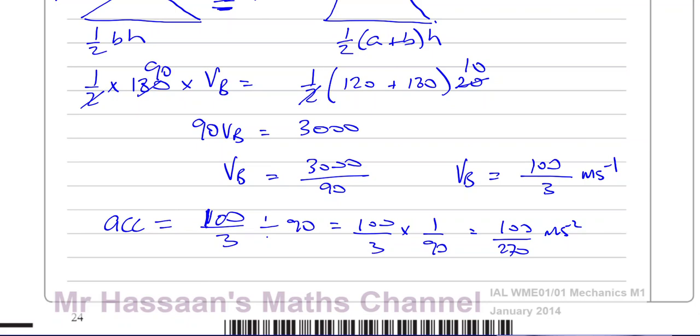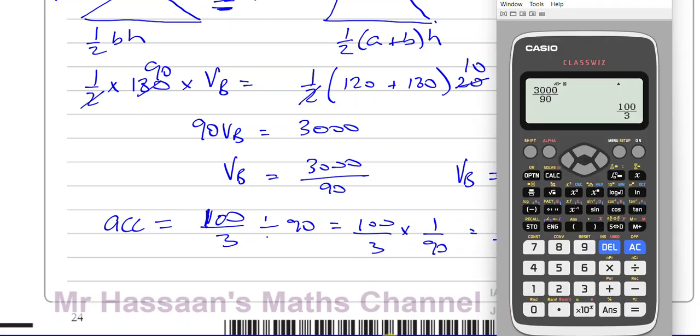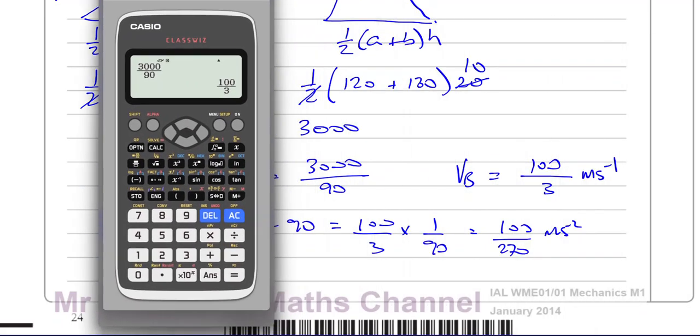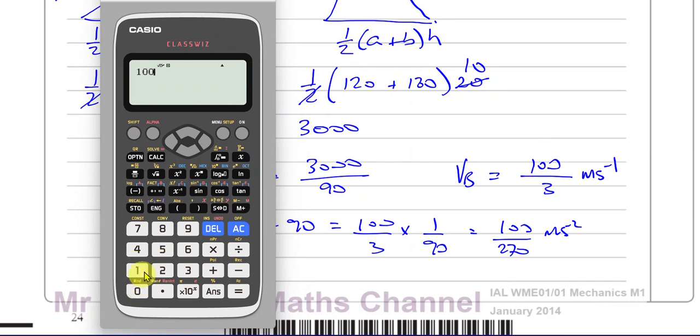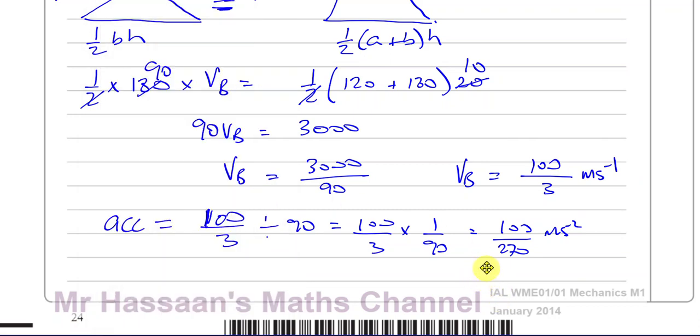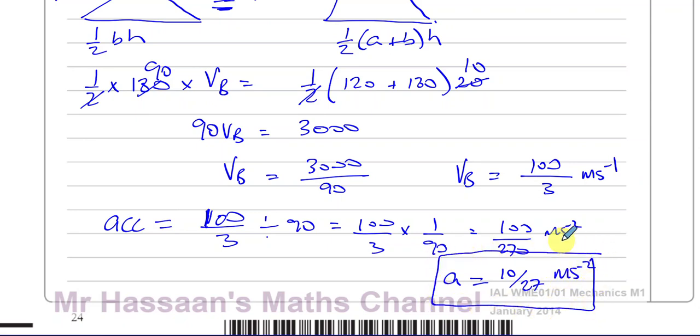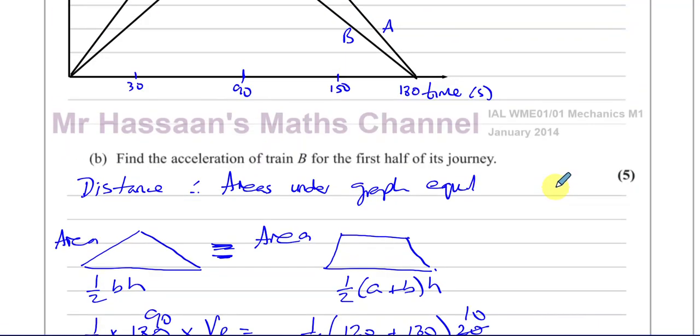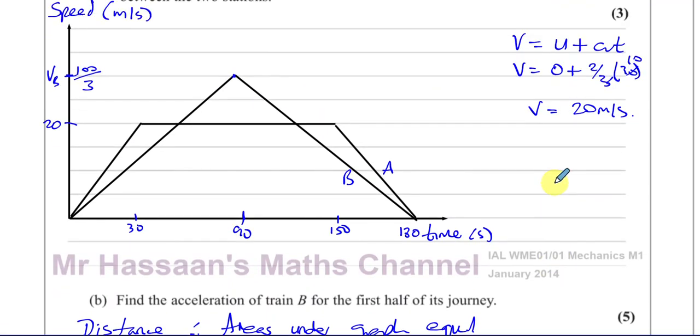Let me write that in decimal form. I have 100 divided by 270, which gives me 10 over 27. I'll leave it as 10 over 27, otherwise I have to write it rounded. So the acceleration is 10 over 27 meters per second squared. There's the answer to part B. So we've done A and B now. Now we've got to go on to part C.